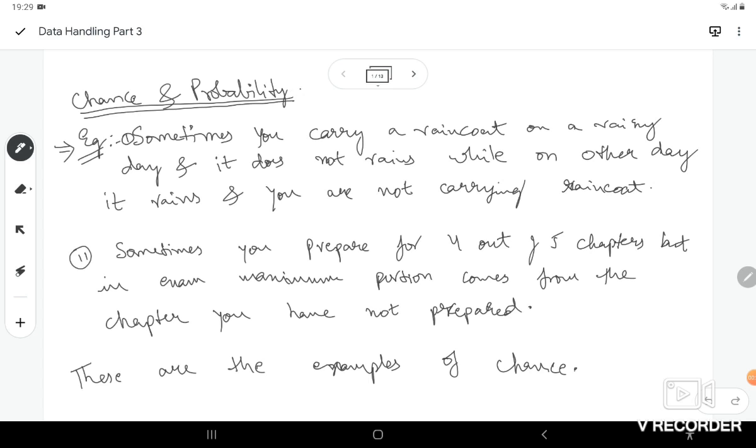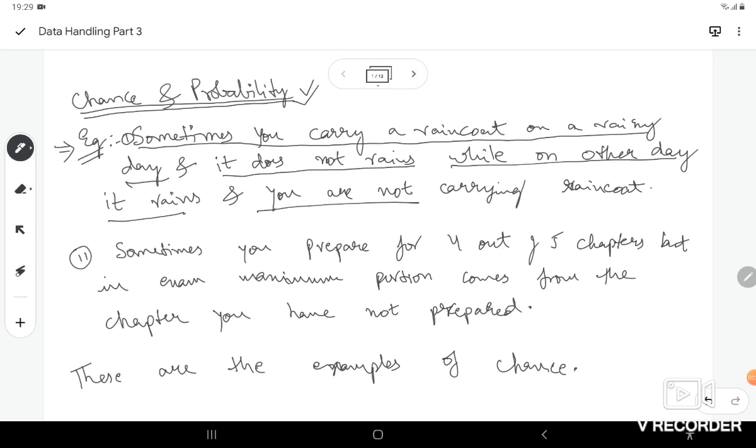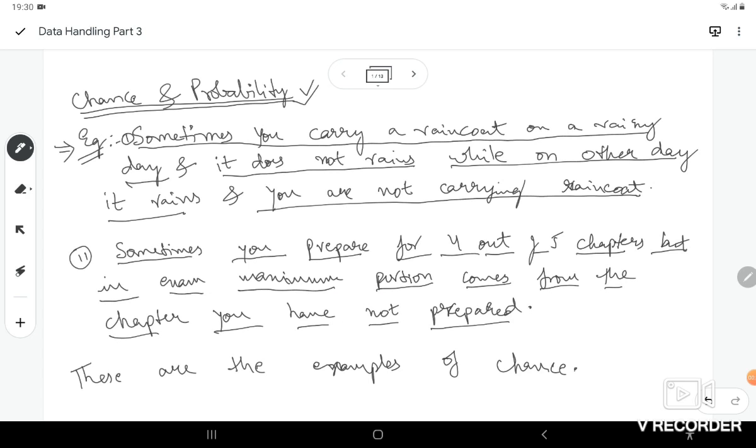So the first concept is chance and probability. You might have sometimes carried a raincoat on a rainy day and it does not rain, while on another day it rains and you are not carrying a raincoat. Let's see another example. Sometimes you prepare for 4 out of 5 chapters, but in the exam maximum portion comes from the chapter you have not prepared. So what are these examples? These are the examples of chance.